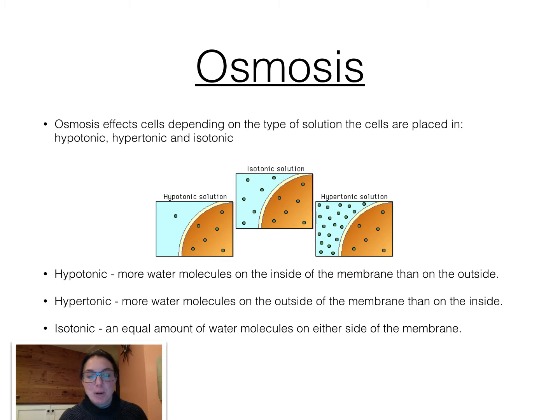In a hypertonic solution, there are more water molecules on the outside of the cell membrane than there are on the inside of the cell membrane. So as you can probably guess, in order for the water molecules to move down the concentration gradient, they would go from the area of higher concentration outside the cell to the area of lower concentration inside the cell. And when you have an isotonic solution, that means that you have an equal amount of water molecules outside of the cell as you do inside of the cell. And so the water molecules are not going to move across the cell membrane at all at that point because there is a nice equilibrium of molecules on both sides of the membrane.